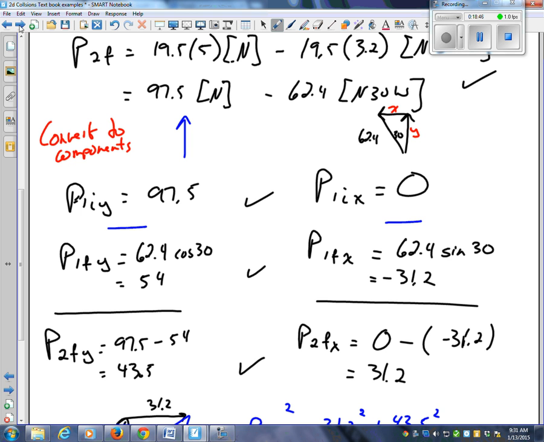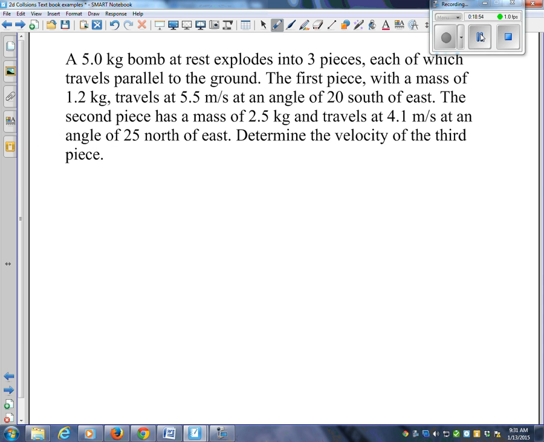Okay, I hate to tell you this, but the next one's a little harder. I'll give you a moment to write it down. The good news is that there is actually one easy part to this that's required. A 5 kilogram bomb at rest explodes into 3 pieces, each of which travels parallel to the ground. So they've simplified it. You've got this thing that becomes 3 pieces that go like that, right? And I just sort of sketched that.